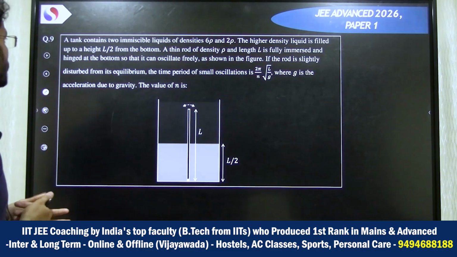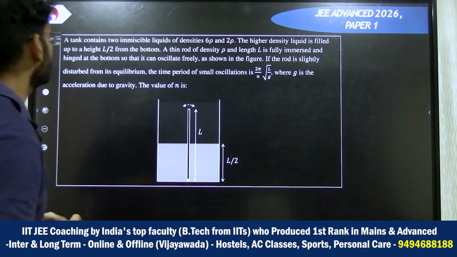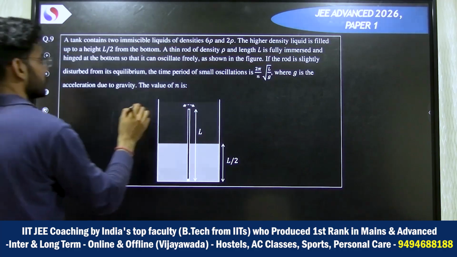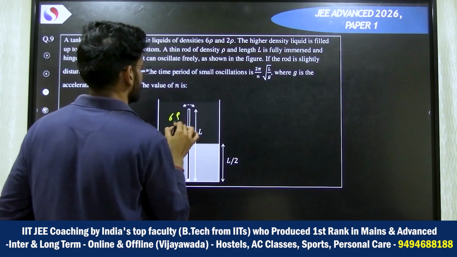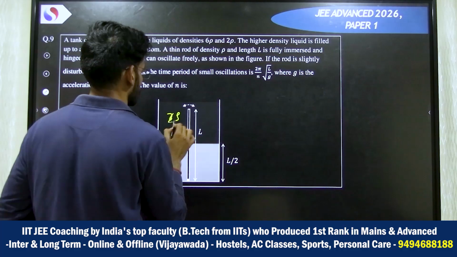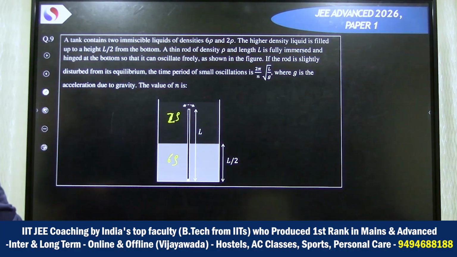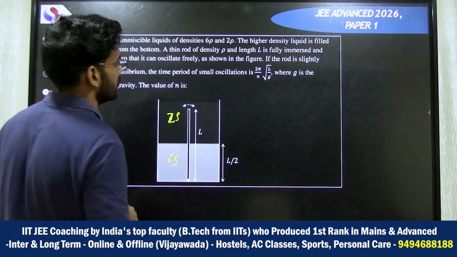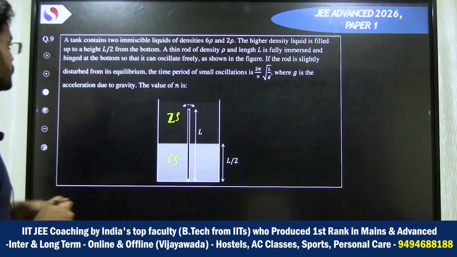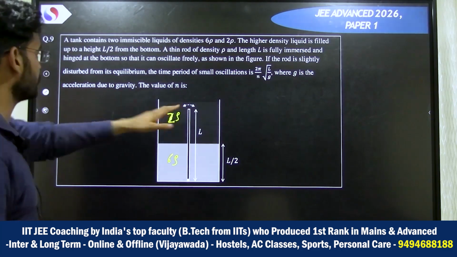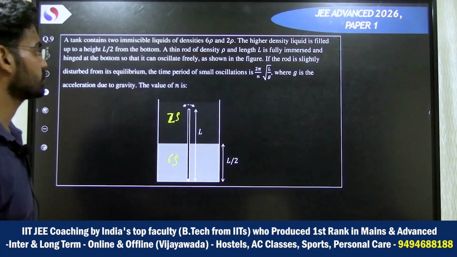So first question, a tank contains 2 immiscible liquids of density 6 rho and 2 rho. So one liquid is of 6 rho, one liquid is of 2 rho. The higher density liquid is filled up to a length of L by 2 from the bottom and a thin rod of density rho, length L, is fully immersed and hinged at the bottom so that it can oscillate freely as shown in the figure. If the rod is slightly disturbed from its equilibrium position, the time period of small oscillation.